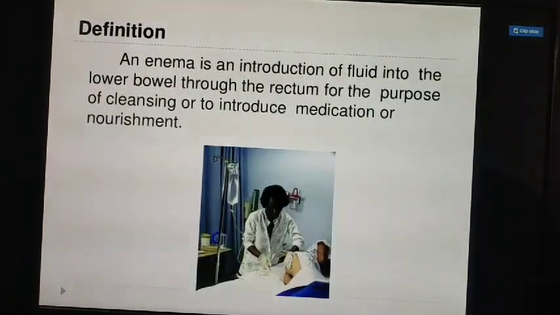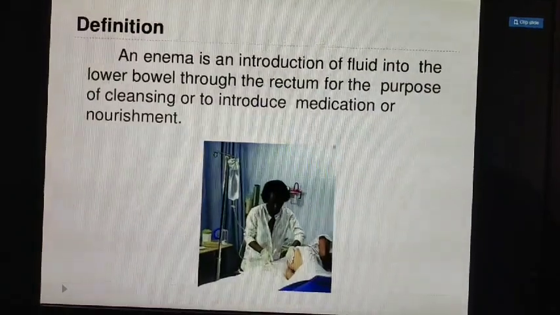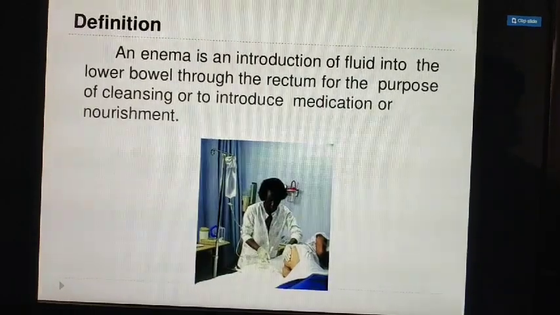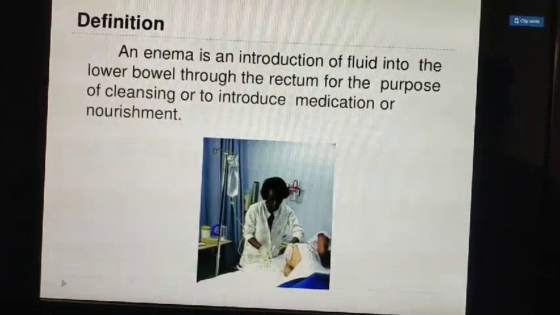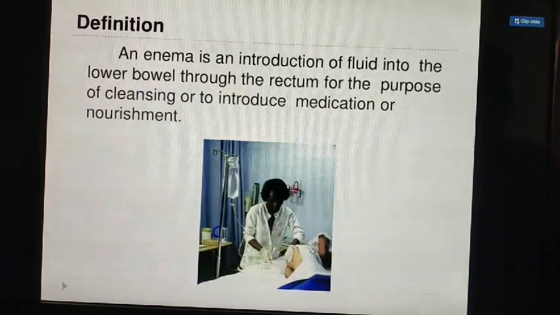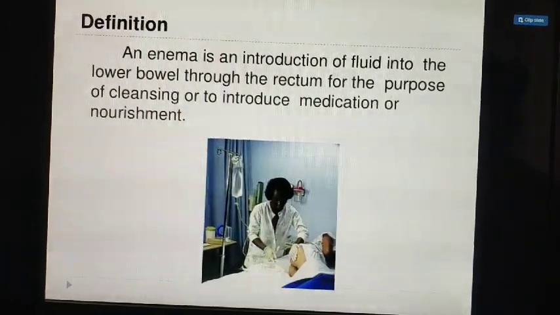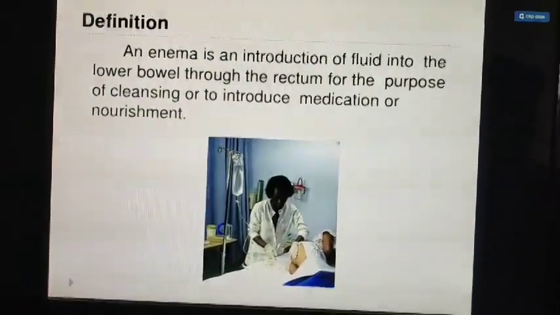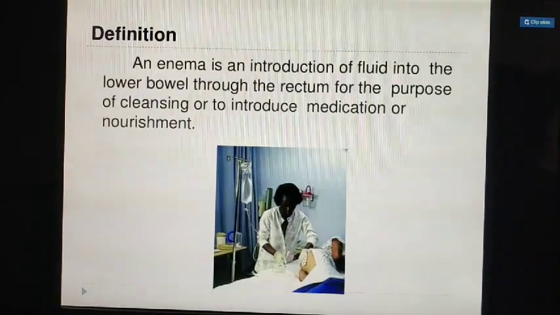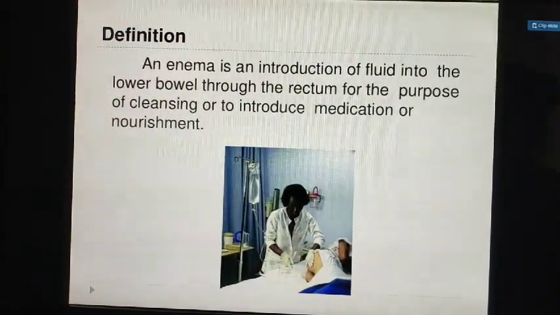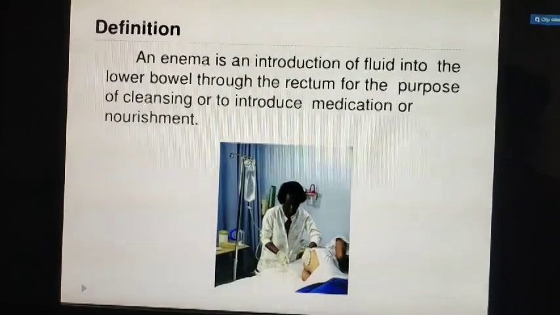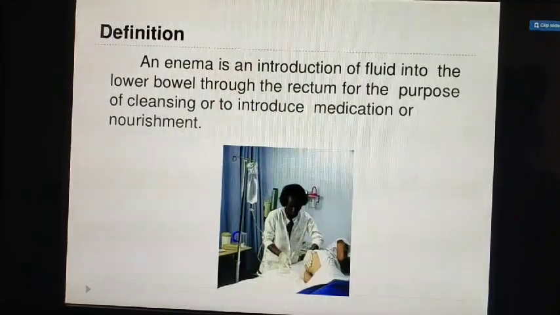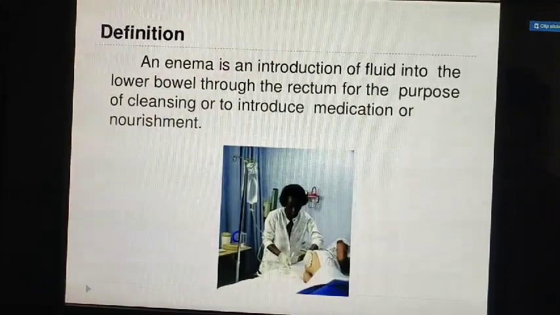Enema is an introduction of a fluid into the lower bowel through the rectum for the purpose of cleansing or introducing a medication or nourishment. It's nothing but simple. We are introducing an amount of fluid into the lower bowel through the rectum. Why? The basic purpose is cleansing, or we can say to treat constipation, or to introduce medication. And one more thing, for diagnostic purposes. For example, before surgery we also introduce the enema. This is what we call enema.